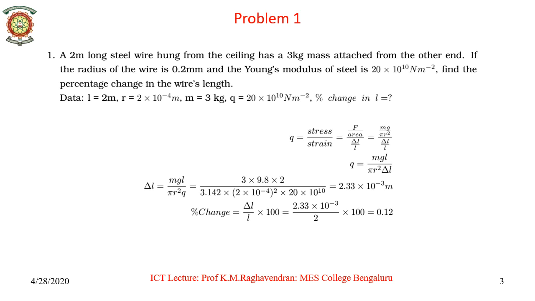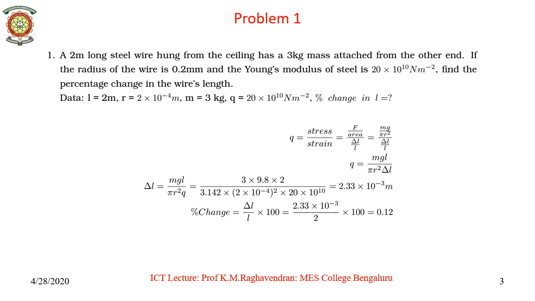There are 2 points here. The first point is to recall the formula for Young's modulus, which is Q is equal to mgl divided by pi r squared delta L. Now, when we substitute the values of all the quantities, we obtain delta L as 2.33 into 10 to the power of minus 3 meter.